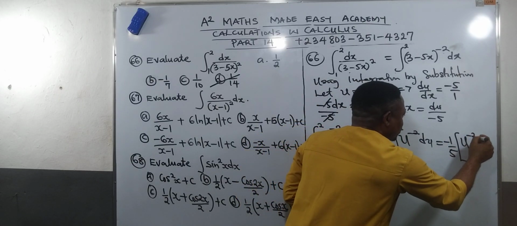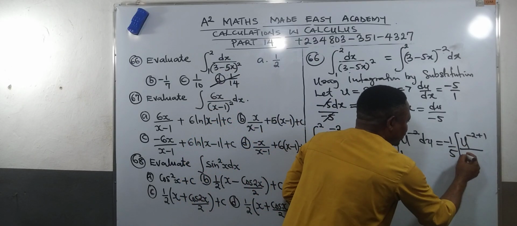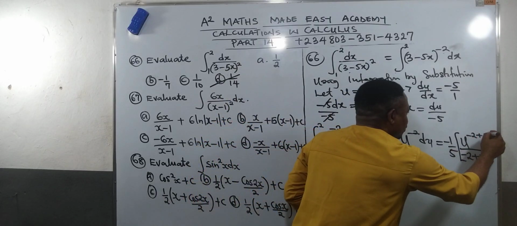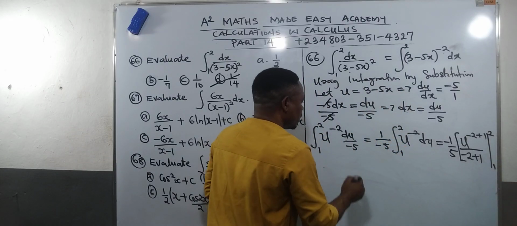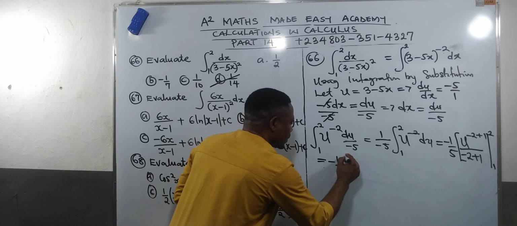U raised to the power minus 2, we add plus 1 and bring the power down to the denominator. Are you with me? Minus 2 plus 1. Then after that, bounded, what is the upper limit? 2. What is the lower limit? 1. Then we can now have minus 1 over 5. Are you with me? Bounded.